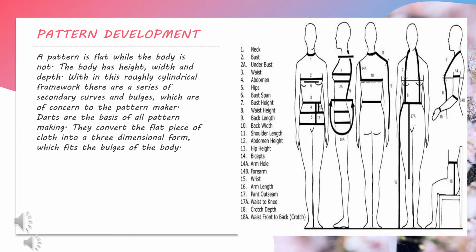Now we discuss pattern development. A pattern is flat while the body is not. The body has height, width and depth. Within this roughly cylindrical framework, there are a series of secondary curves and bulges which are of concern to the pattern maker and are the basis of pattern making. They convert the flat piece of cloth into the three-dimensional form which fits the bulges of the body.